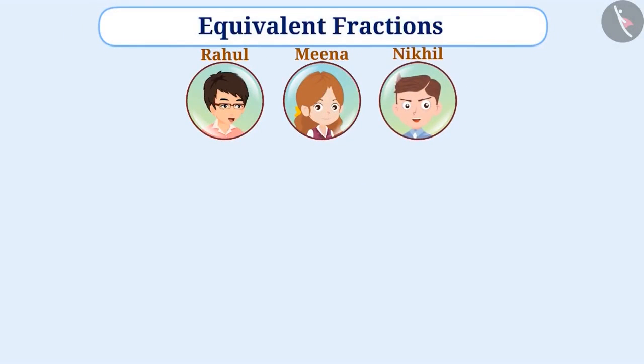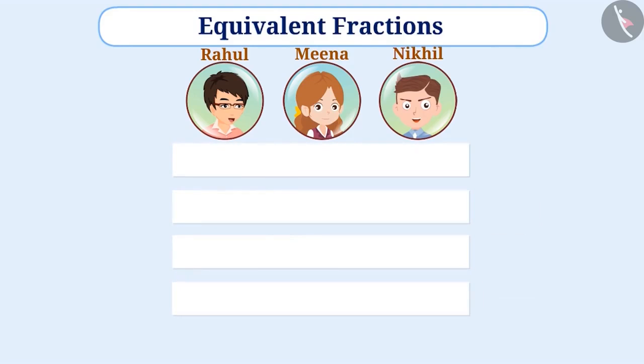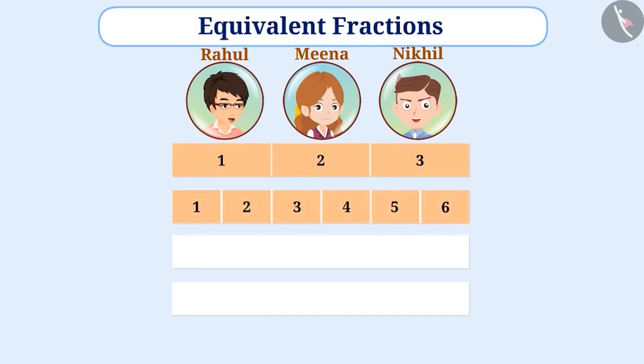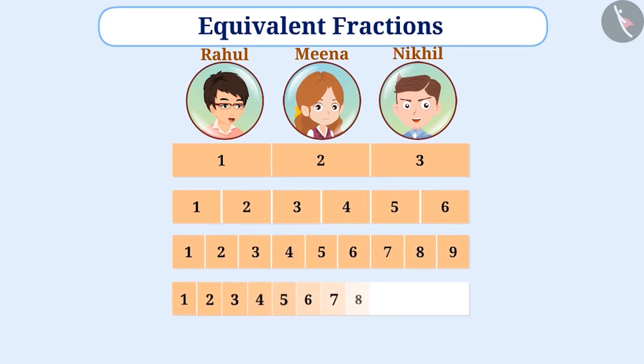Rahul, Meena, and Nikhil are playing a game. They took 4 similar strips of paper. They folded the first paper and made 3 equal parts of it. Similarly, they made the second strip into 6 equal parts, the third strip into 9 equal parts, and the fourth strip into 12 equal parts. If they have to share the parts of each strip equally among themselves, how will they do it?